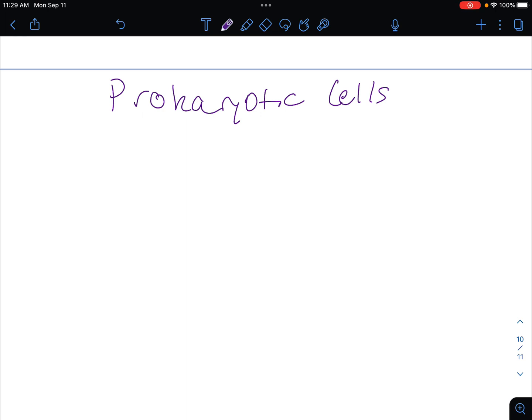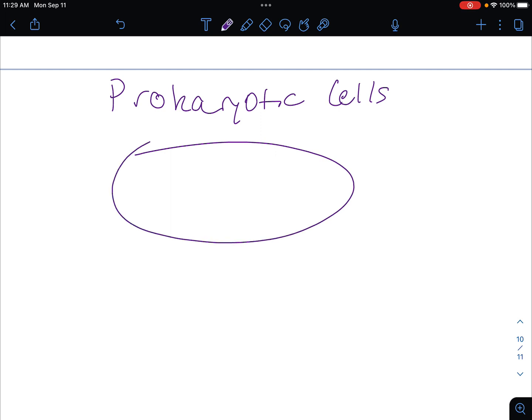Alright, so prokaryotic cells. So again, talking about microbiology, we are going to be looking at prokaryotes mostly, but we are also going to touch on eukaryotic cells as well because some of our microbes are also protists, which are usually microscopic. Okay, so first, we have the cell wall.